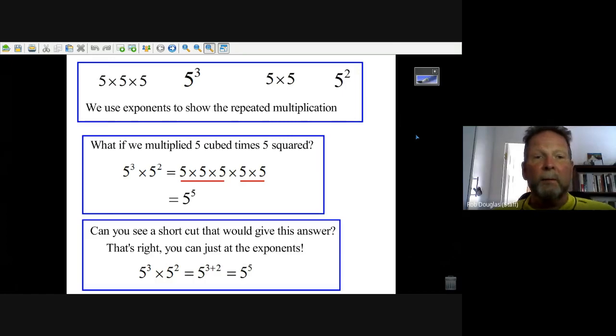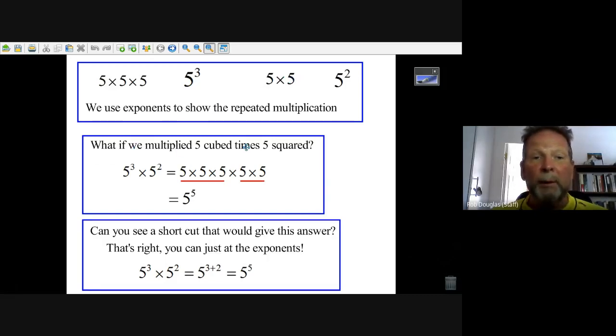Okay, this is an introduction to the laws of exponents. We've learned how exponents work. If you see 5 to the third power, 5 cubed, it means 5 times 5 times 5. And if you see 5 squared, it just means 5 times 5.